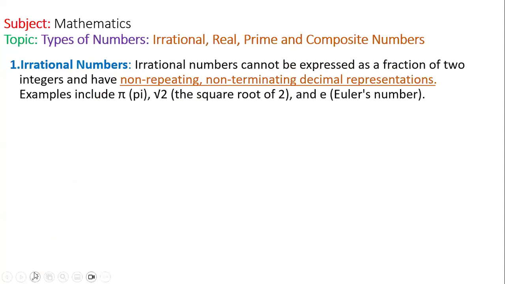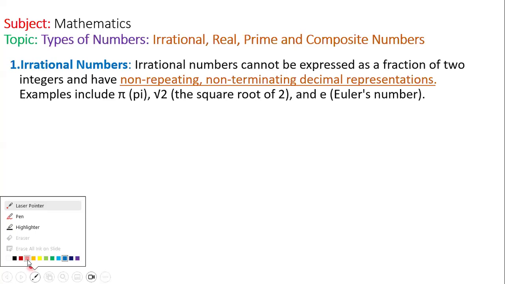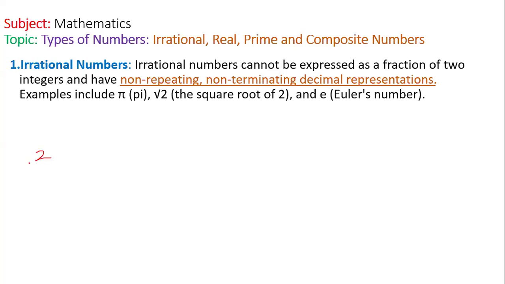We know what 2 is. We know what 3 is. We know what 4 is. So 2 over 4 is not irrational because it's a fraction. 3 over 5 is not irrational because it's a fraction. 1 over 2 is not irrational. Give me another fraction. 2 over 6 is not irrational because it's a fraction. So all fractions are not irrational.